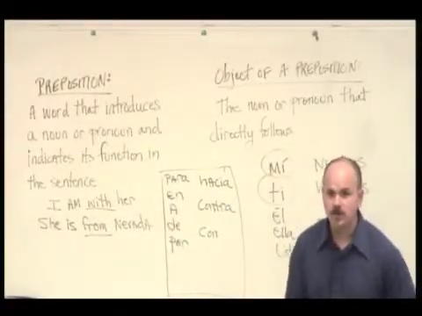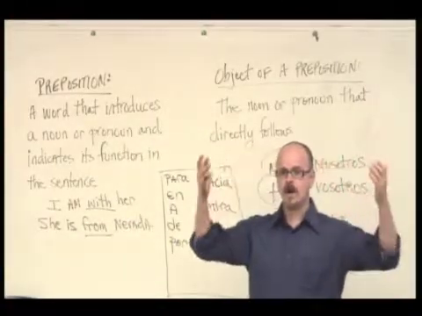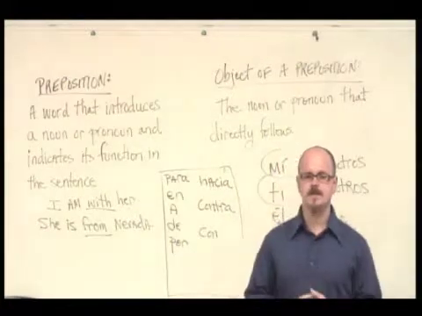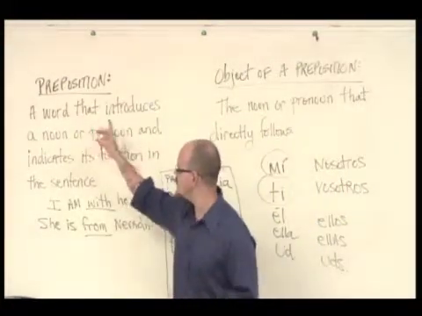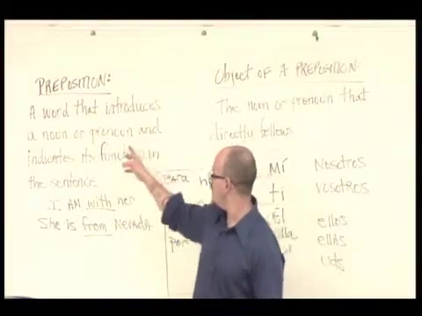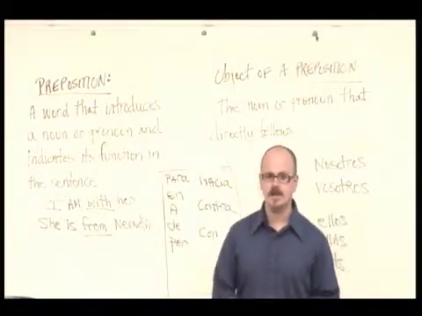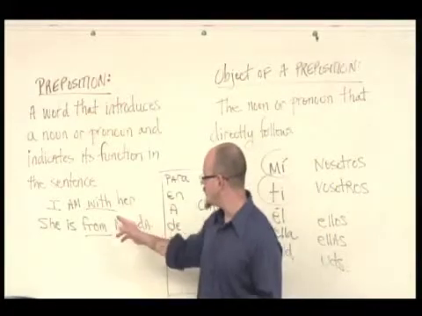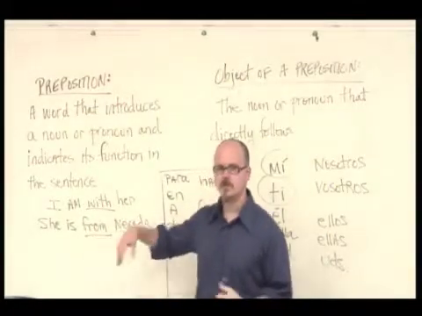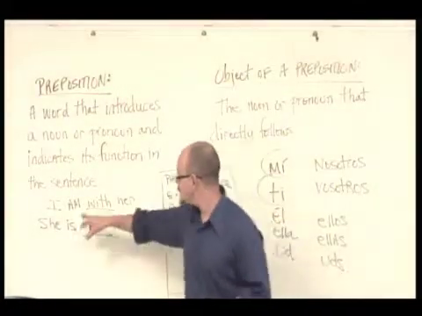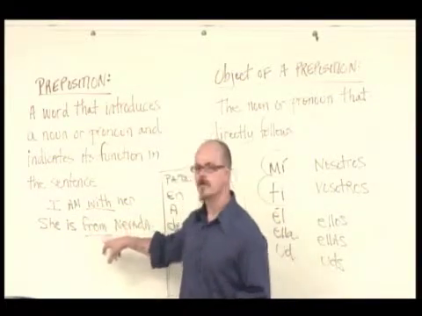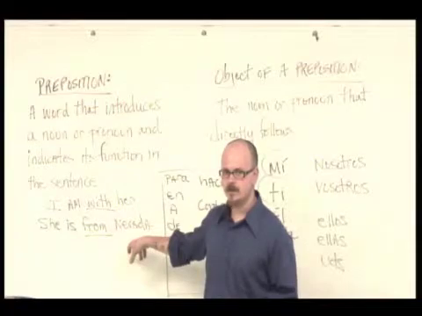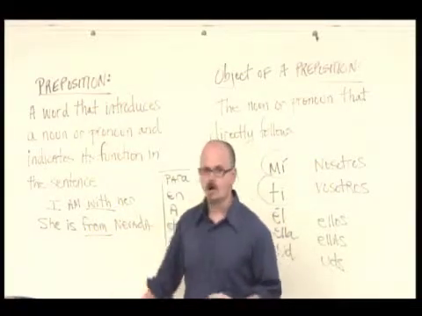So let's first look at, if we want to talk about pronouns as objects of prepositions, we need to know what is a preposition. A preposition is a word that introduces a noun or pronoun and indicates its function in the sentence. In English, it would be words like with, from, toward, words like this. I am with her. She is from Nevada. Okay? Prepositions are really important.